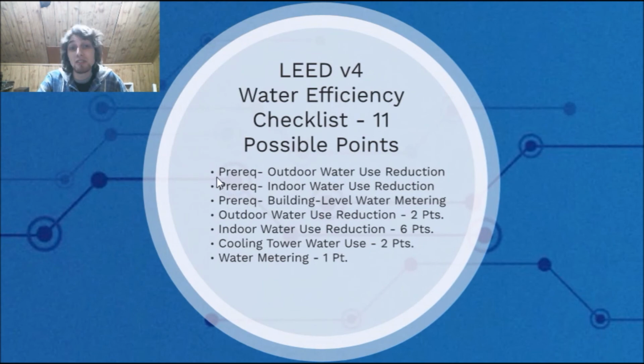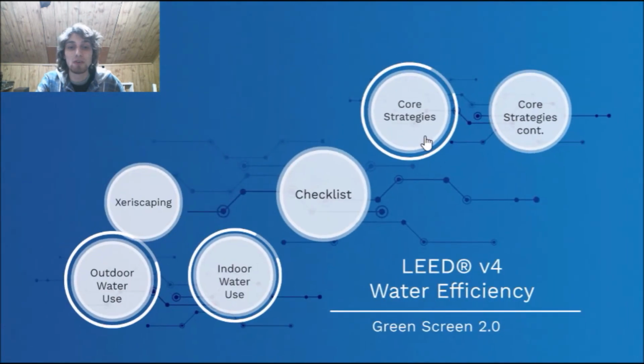We have the three prerequisites: outdoor water use reduction, indoor water use reduction, and basic building level metering. And then for the actual credits, we reduce outdoor and indoor use beyond a certain threshold, and then using cooling towers can award 2 points, and then finally we have our building level metering. Tracking our progress is really one of the most important things that we can do in LEED. That's basically the whole point, is you have to have it on paper, you have to have the data.